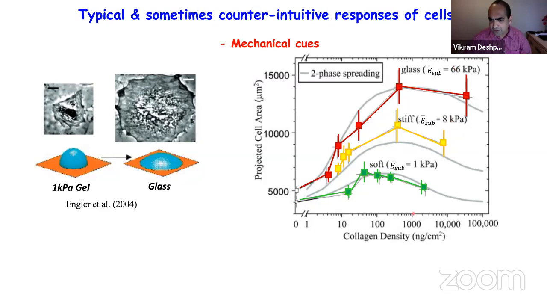So let's fix the collagen density and go upwards, with increasing stiffness of the substrate. What you see is that, of course, the projected area has increased. And you see these error bars. This is typical in biology. You have to put these big error bars.